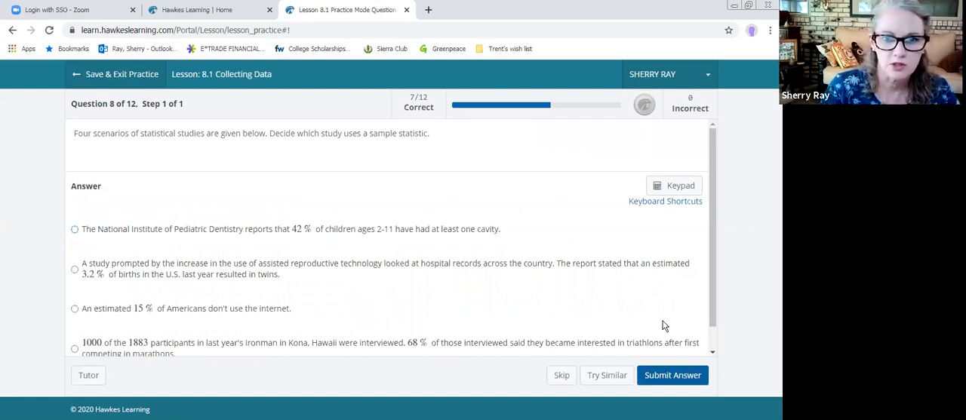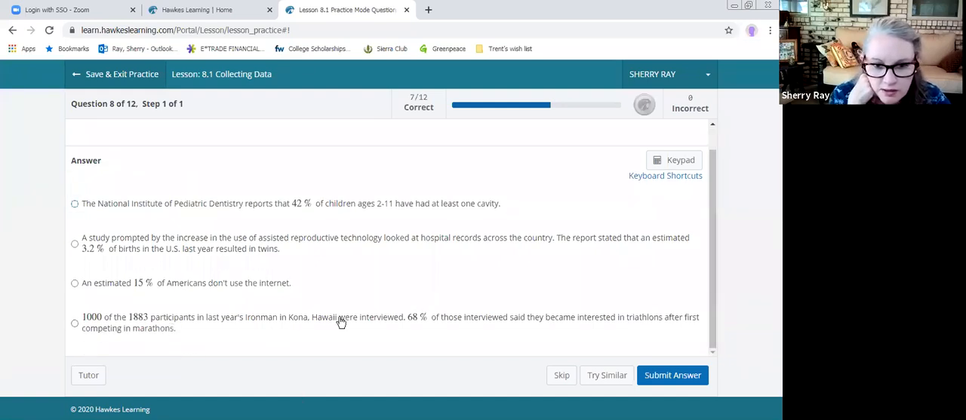And on this one, decide which uses a sample statistic. A sample statistic is when a sample, which is a group of the population, something is a statistic based on that particular subset of the population. So the National Institute of Pediatric Dentistry reports 42% of children have one cavity. 15% don't know, that's not it. Oh wait, maybe it's this one. 1,000 of the participants were interviewed. Okay, so here's a sample definitely. I think this is it.